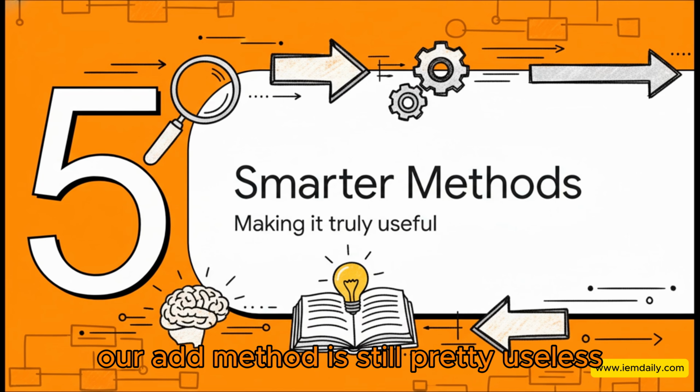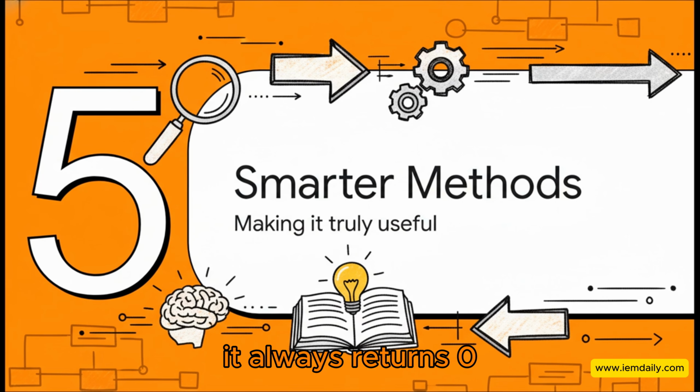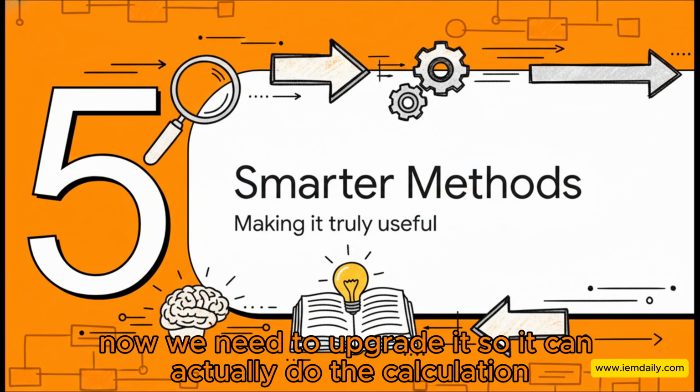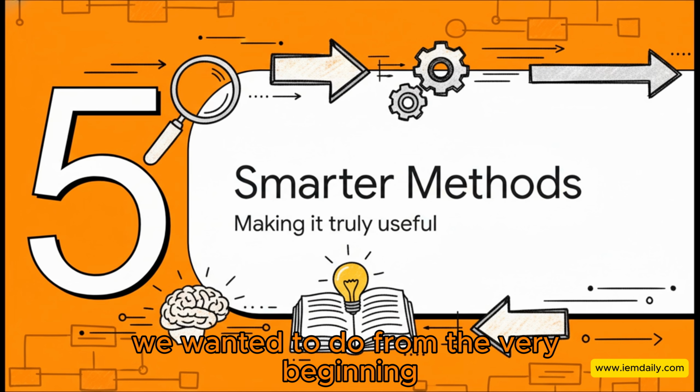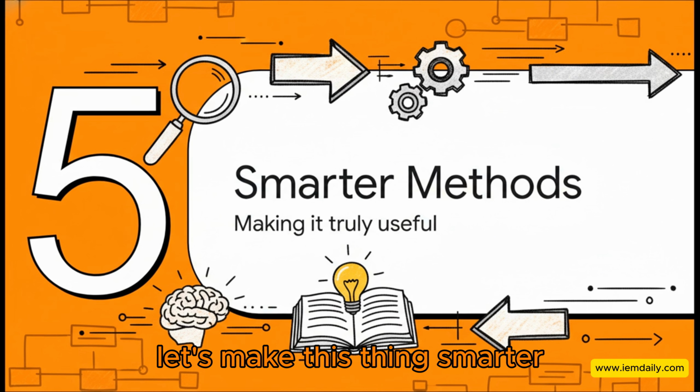Okay, our code runs without errors, which is awesome. But let's be honest, our add method is still pretty useless. It always returns 0. Now we need to upgrade it so it can actually do the calculation we wanted to do from the very beginning. Let's make this thing smarter.